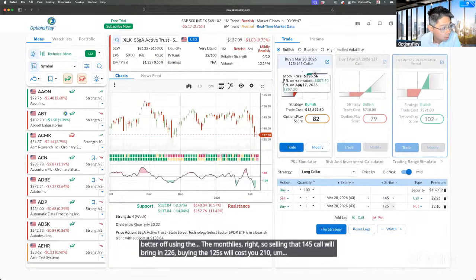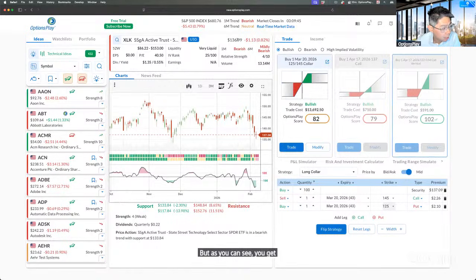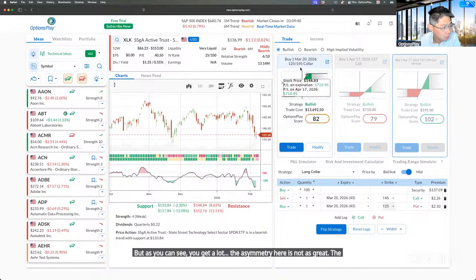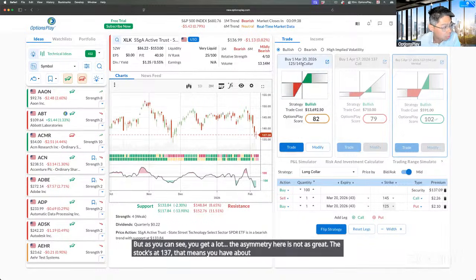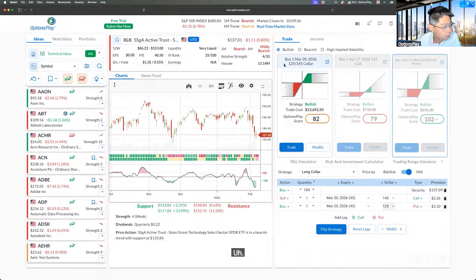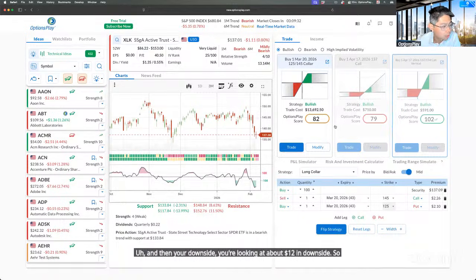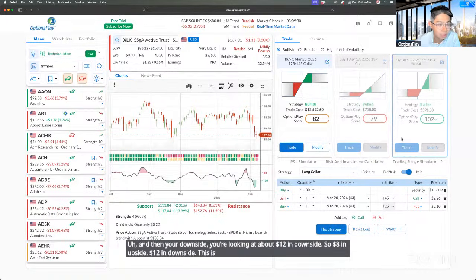But as you can see, the asymmetry here is not as great. The stock's at 137. That means you have about $8 of upside here, and then your downside, you're looking at about $12 of downside. So $8 in upside, $12 in downside. This is more common in ETFs than in single stocks.